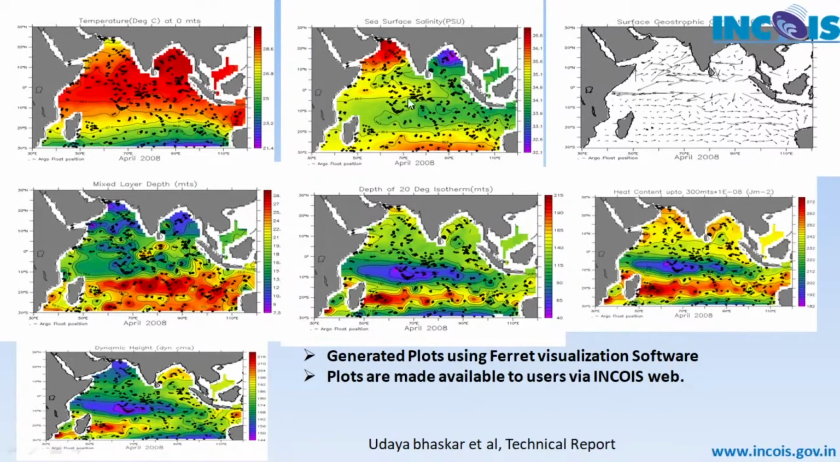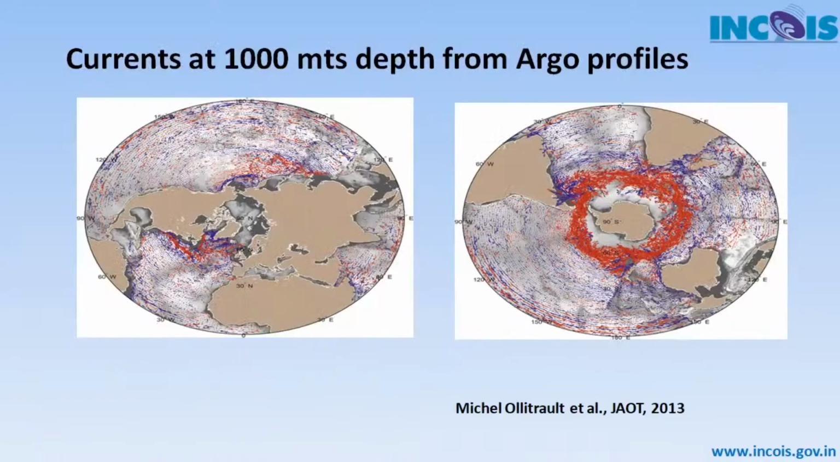These are the temperatures at various depths, salinity, and then geostrophic currents, mixed layer depth, the depth of the 20 degree isotherm, heat content up to 300 meters, and dynamic height and things like that. So these are all products and reports generated and available for people to use.